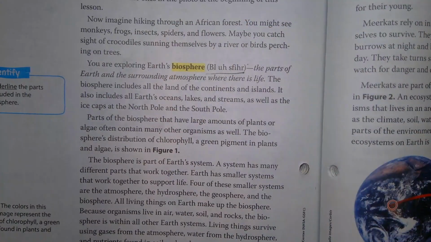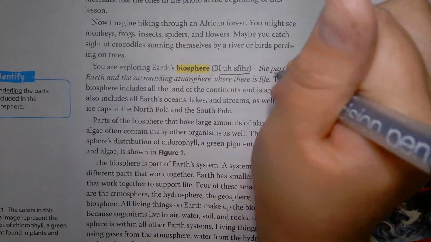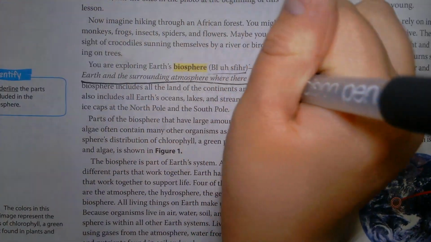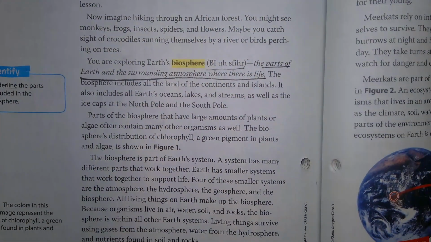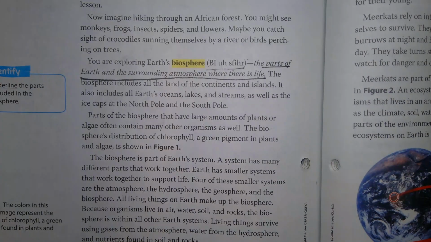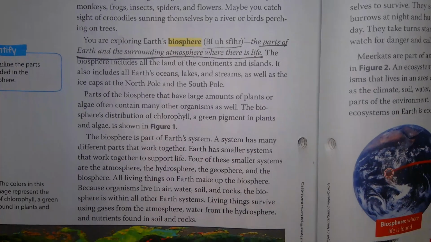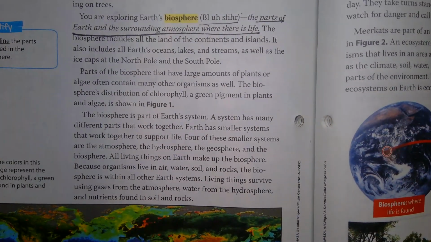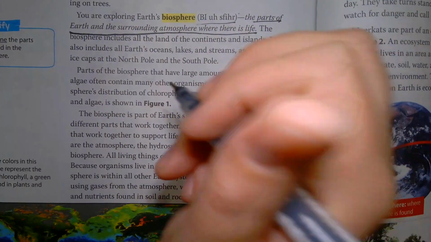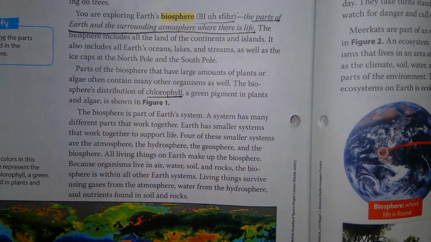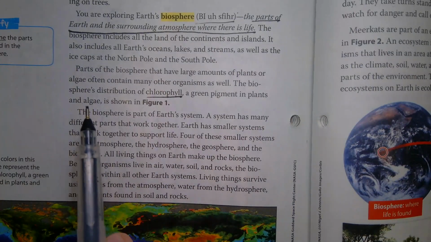Biosphere. Okay? The parts of Earth and the surrounding atmosphere where there is life. So, basically, everything. The biosphere includes all the land of the continents and islands. It also includes all Earth's oceans, lakes, and streams, as well as the ice caps at the North Pole and the South Pole. Parts of the biosphere that have large amounts of plants or algae often contain many other organisms as well. The biosphere's distribution of chlorophyll, where is it? I lost it. Okay, chlorophyll. Chlorophyll is the green pigment in plants that helps with photosynthesis. Okay? A green pigment in plants and algae as shown in figure 1.